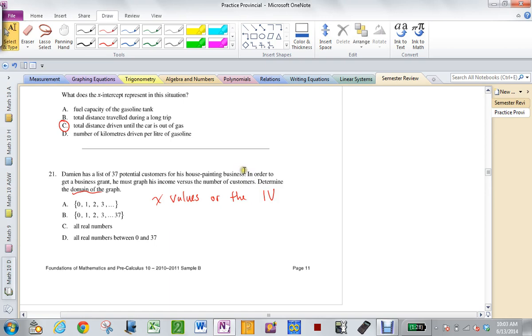So let's have a look at this. This one goes for how long? Forever. This one ends at 37. This one is all real numbers, which would include fractions. And this one would include fractions. Can you have a fractional customer? No. So it has to be B.